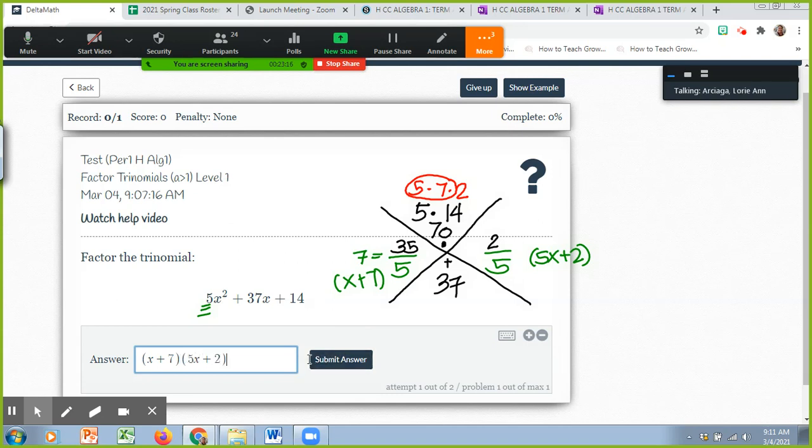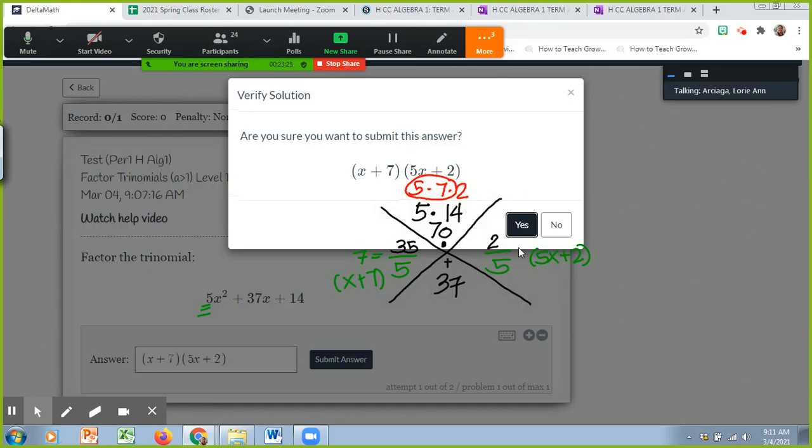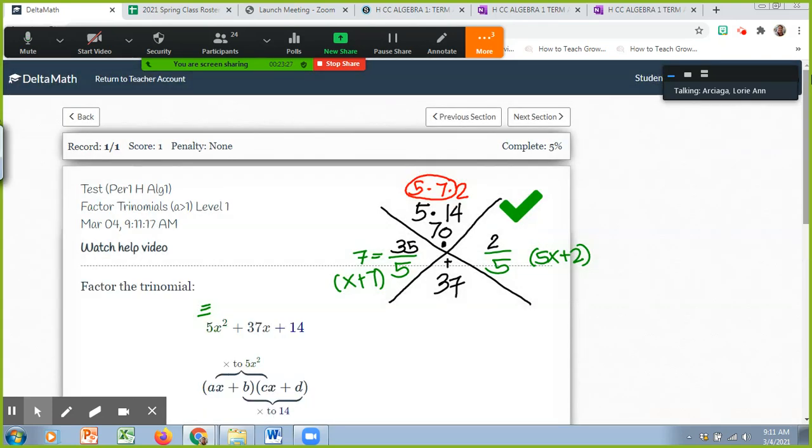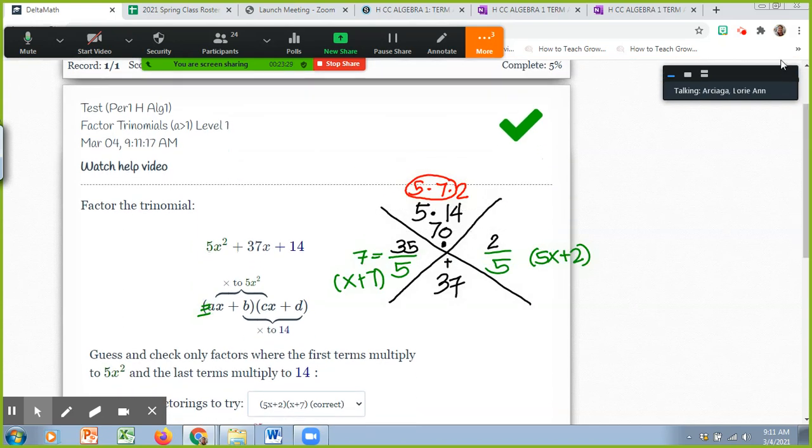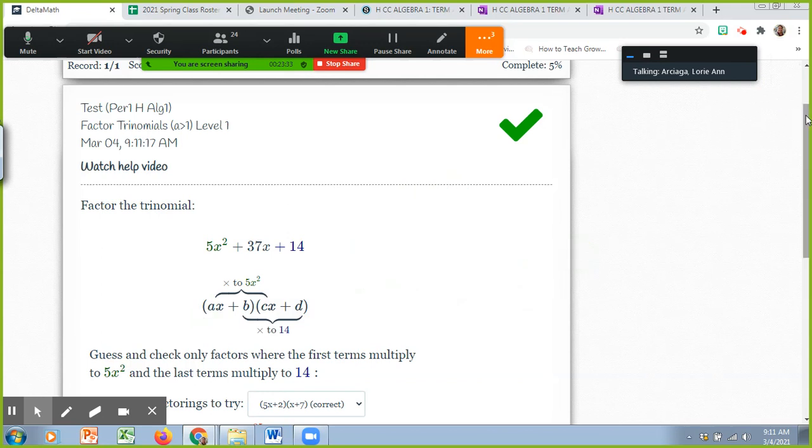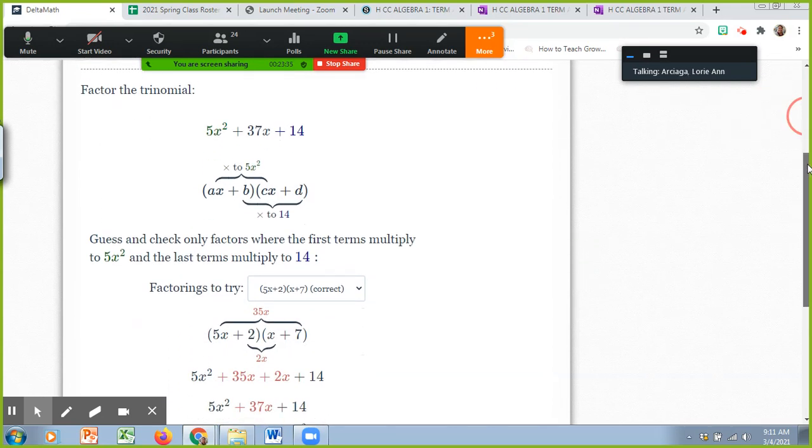Okay, so for some of you who have used your 2 attempts already, I deleted one of them. So you can redo your work. Let's submit our answer here. Click yes. There you go. All right. Let's clear this ink so we can see the explanation.